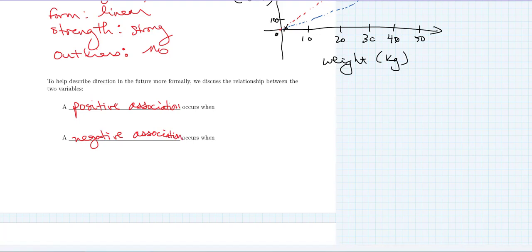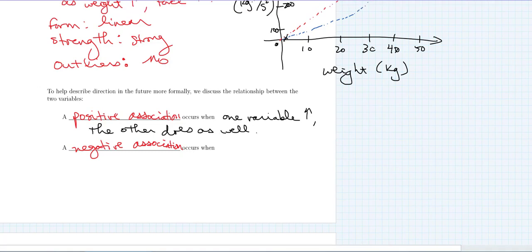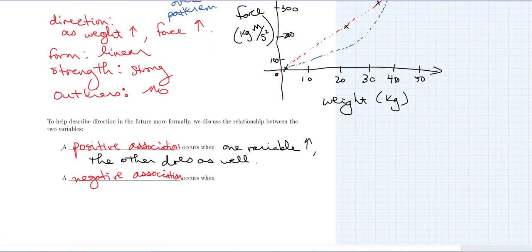And a positive association occurs when, as one variable increases, the other does as well. So when one variable increases, the other does as well. Alright, and that's what we have. We have a positive association for our example with the objects, right? Because this definition is exactly what we described for our direction.